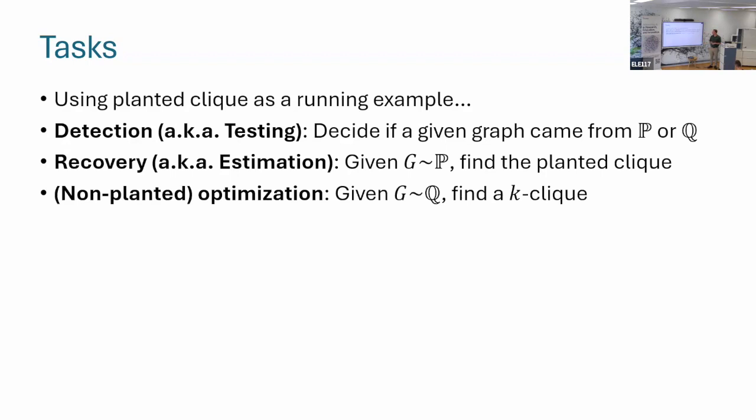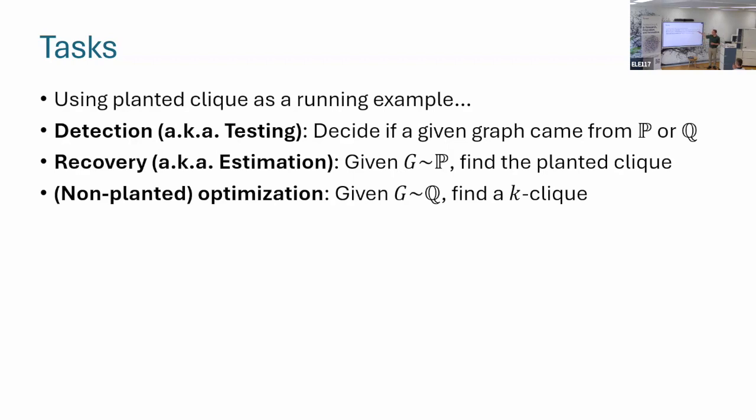And there are a few other variations that are popular as well. The next one I would call optimization. The key thing about this is that it's non-planted. So we're going to be given a graph that comes from the null distribution. There's no hidden structure there at all. It's just totally a random graph. But your goal is just to find the largest clique that you can find. So this is like optimizing a purely random objective function.